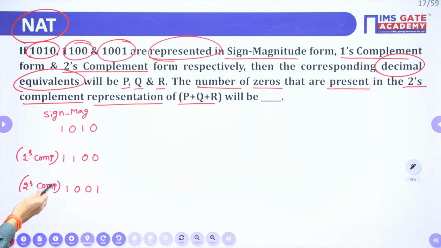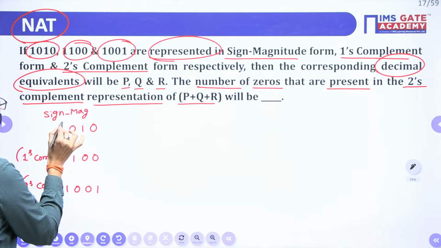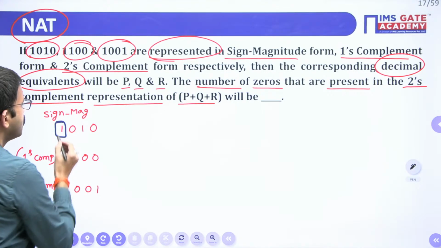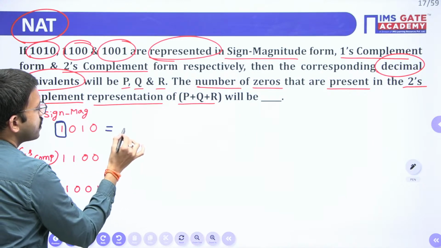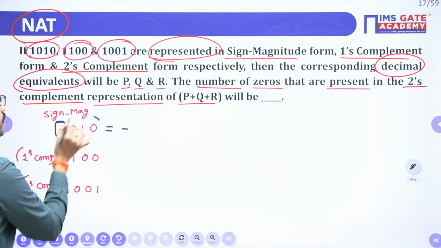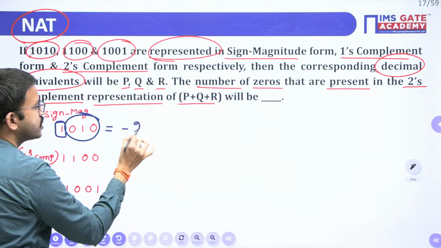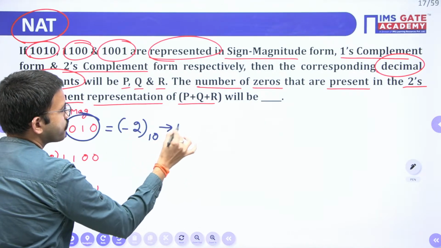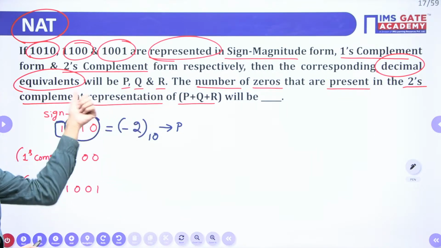When you have sign magnitude form, there is no question. Here the starting bit 1 indicates the sign bit. Since the sign bit is 1, it is a negative number. Now the remaining bits give the magnitude. 0, 1, 0 is nothing but 2. So this is your P, the corresponding decimal equivalent.